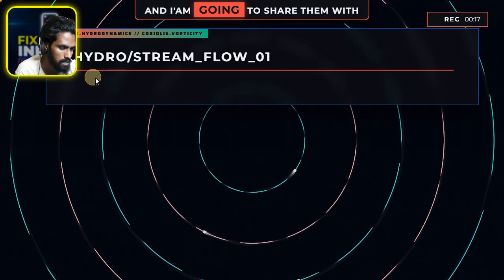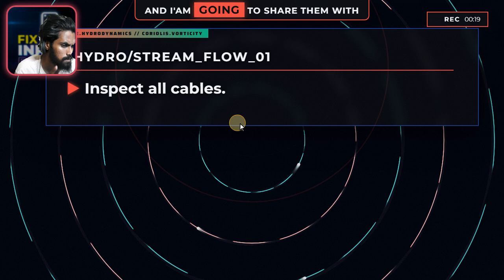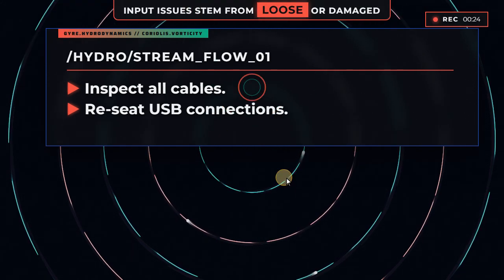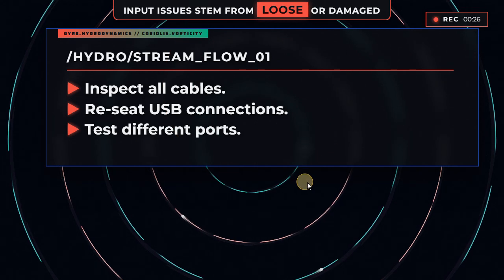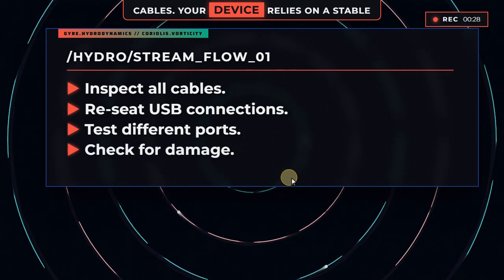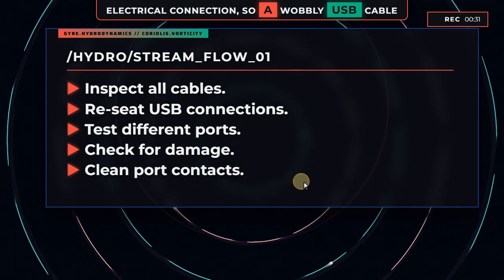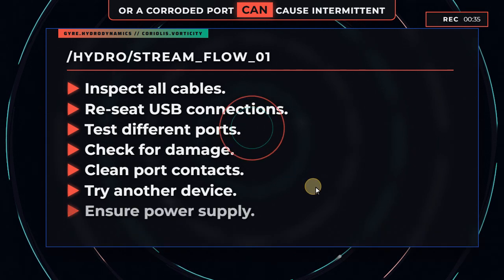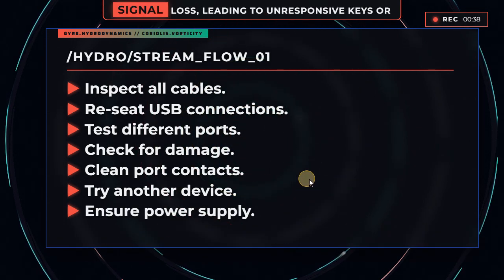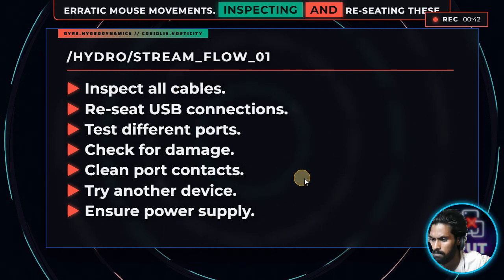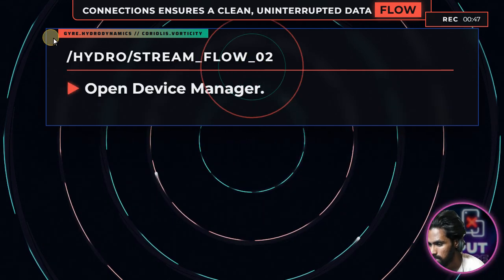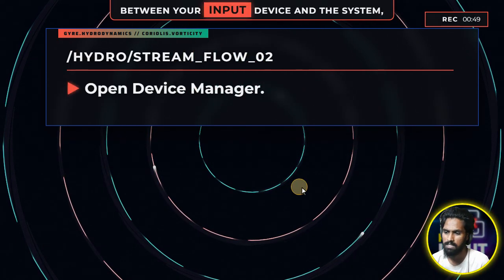First, let's address physical connections. Many input issues stem from loose or damaged cables. Your device relies on a stable electrical connection, so a wobbly USB cable or a corroded port can cause intermittent signal loss, leading to unresponsive keys or erratic mouse movements. Inspecting and reseating these connections ensures a clean, uninterrupted data flow between your input device and the system, often resolving the problem instantly.